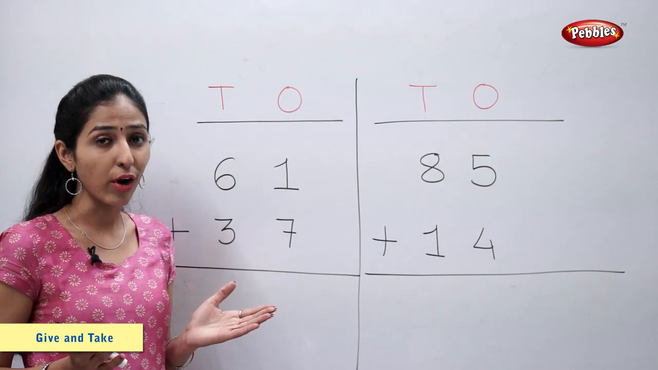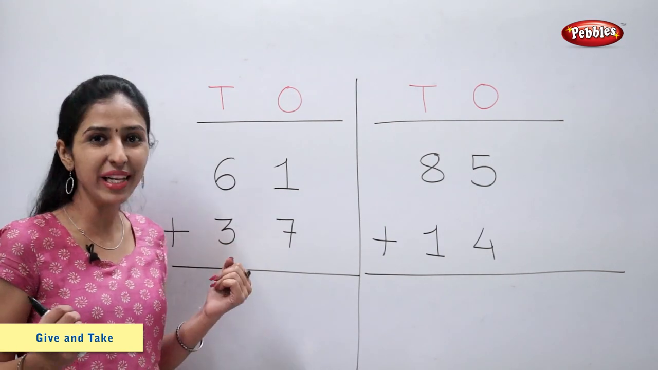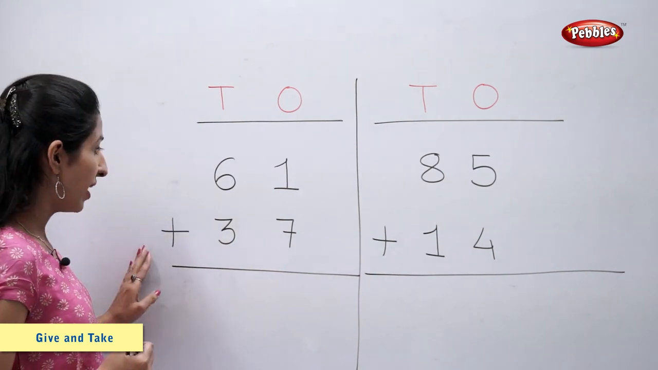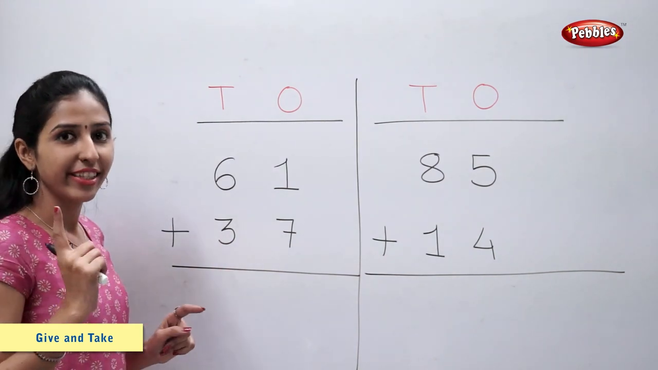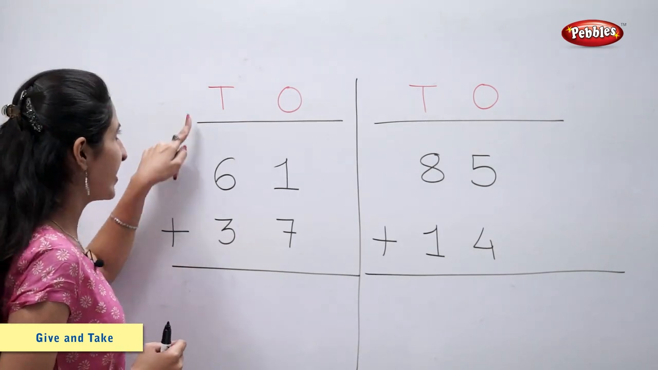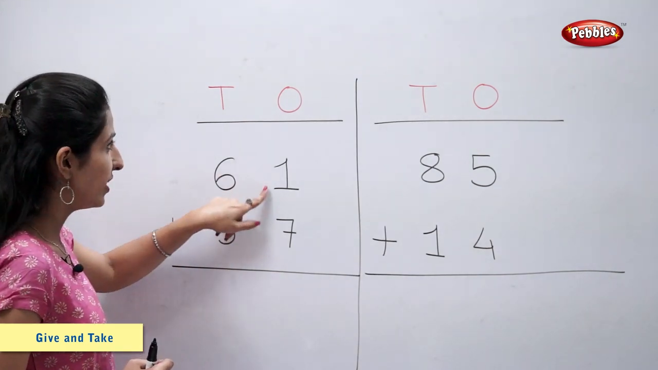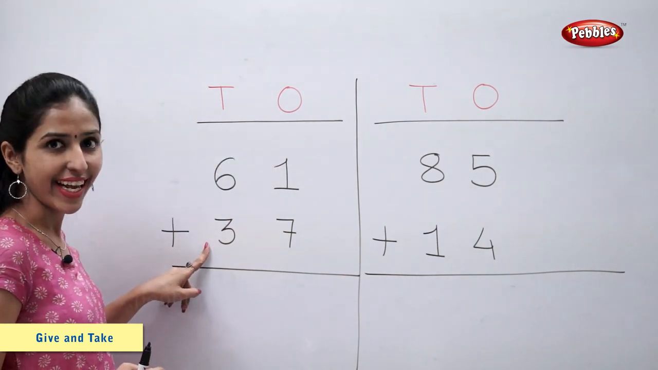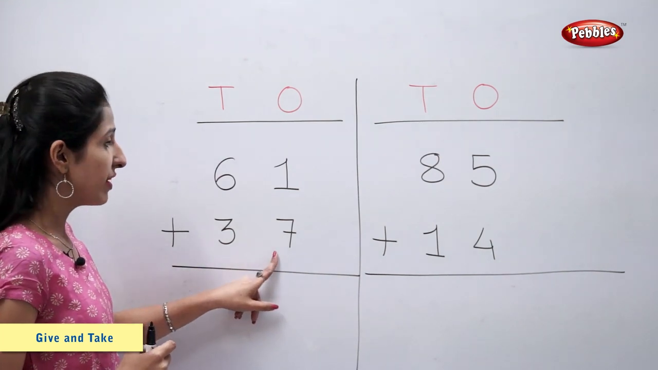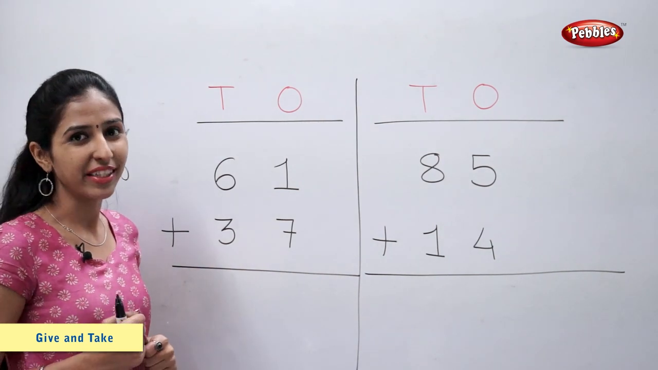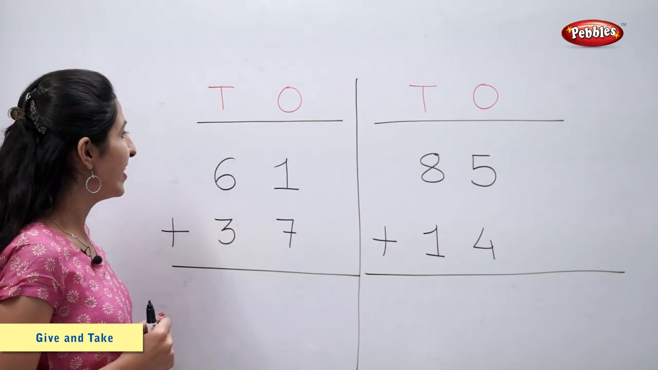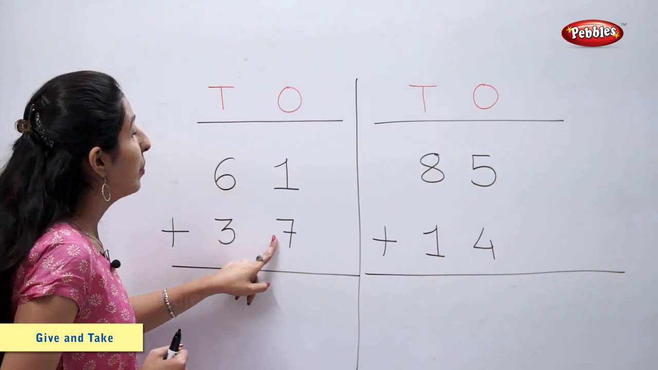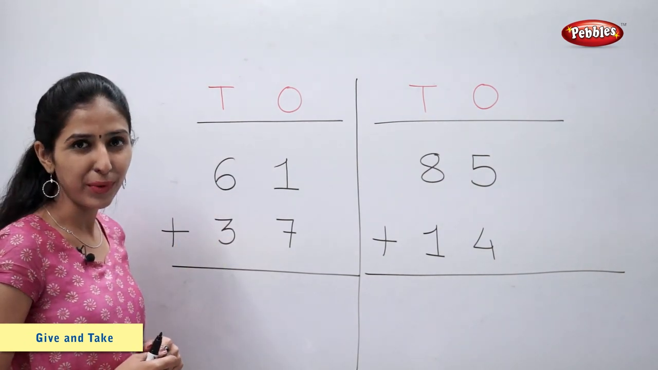Students, now let us solve these examples of simple addition. We have 61 plus 37. 61 is 6 tens and 1 ones. 37 is 3 tens and 7 ones. Now, let's find the total. Let us first add ones. 1 plus 7 is equal to 8.